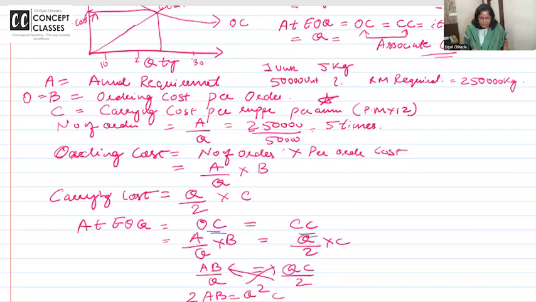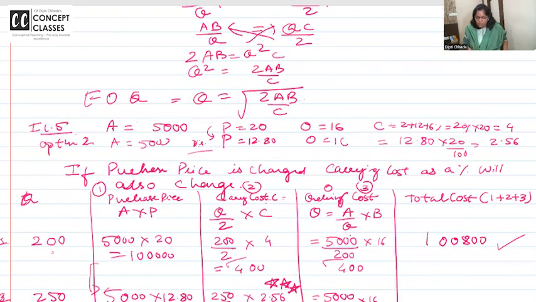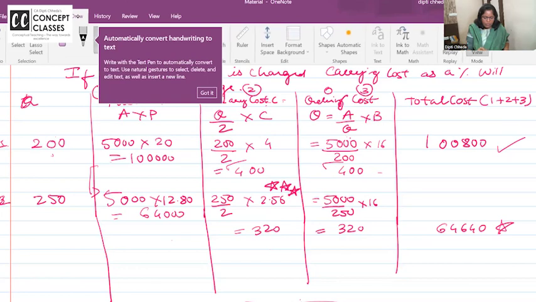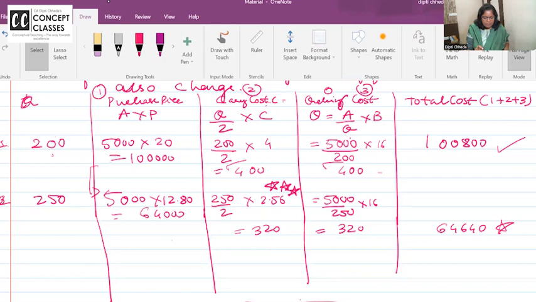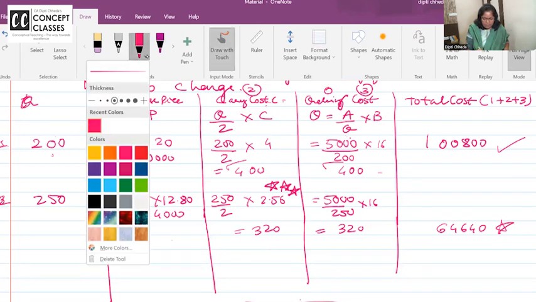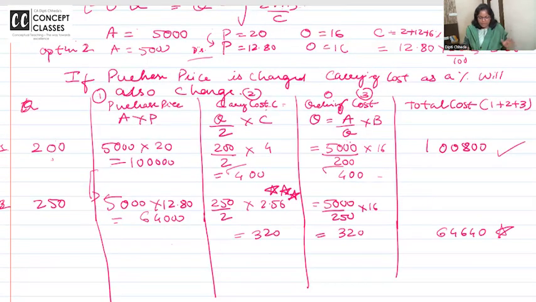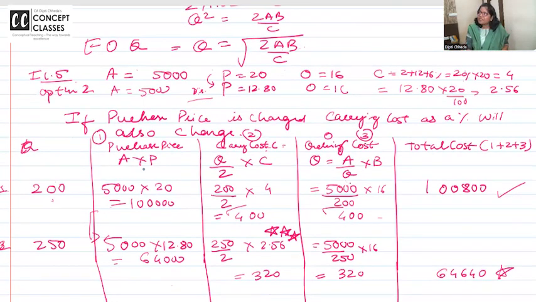Look at this. My EOQ is coming 200. At EOQ, ordering cost and carrying cost will be the same. So look at this now. What is the purchase price? Annual requirement 5,000 into the purchase price. What is carrying cost? Q by 2 into C.